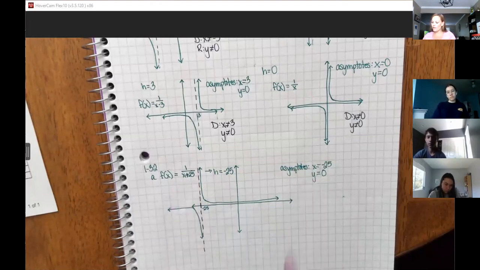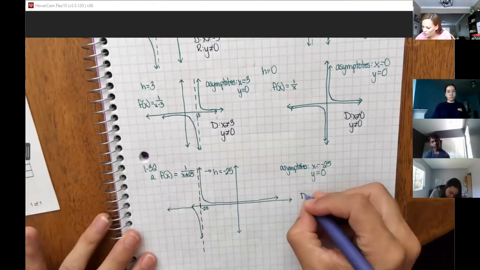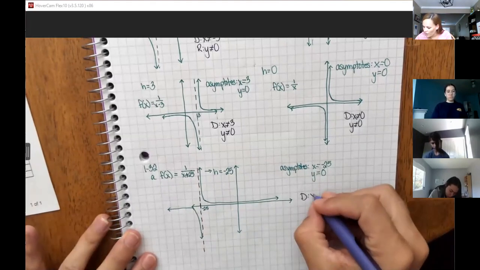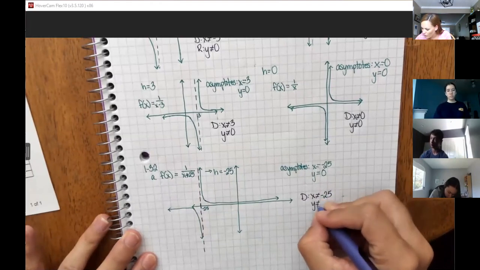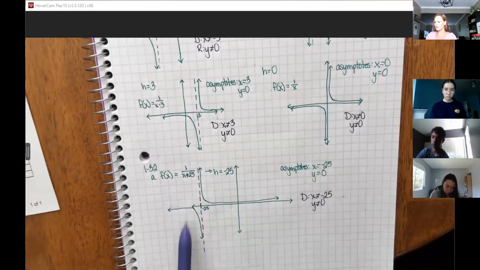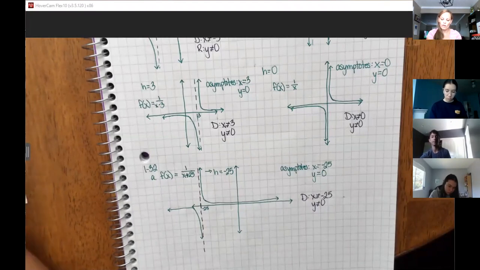it and identify the asymptote and then the domain and range, because again, they go together. X can't be -25 and Y can't be 0. If it's an asymptote, it doesn't hit those lines, and so it's not part of our domain and range. So that's the last part of our book work for today.